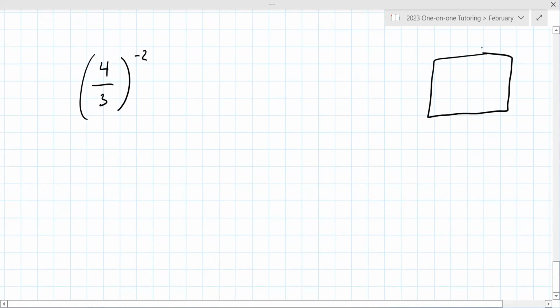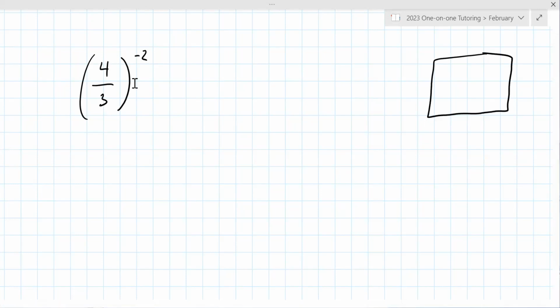All right, so let's go: 4/3 to the power of -2. I just want your final answer. You're welcome to ask me some questions along the way if you need to. Take a look at that and let me know what you come up with. You want to make it 4 to the power of 2 over 3 to the power of 2, and then you flip it, which makes it 3 to the power of 2 over 4 to the power of 2. Then you simplify that and you get 9 over 16.